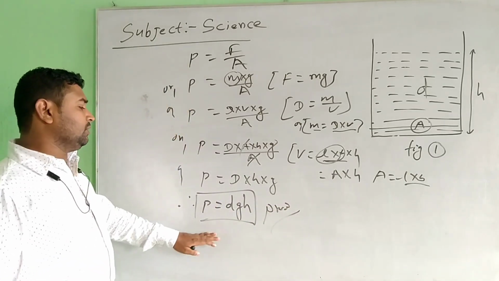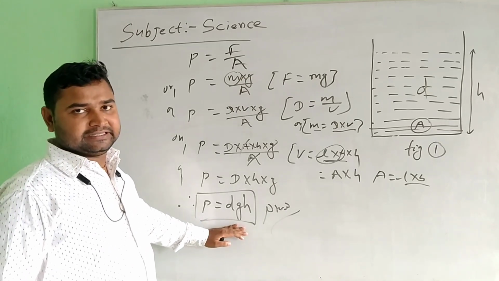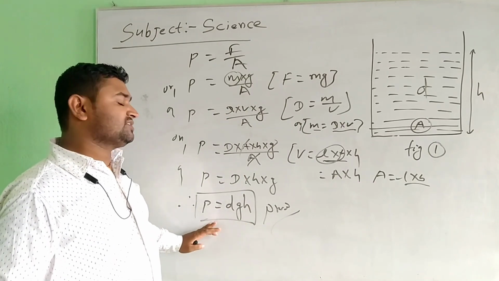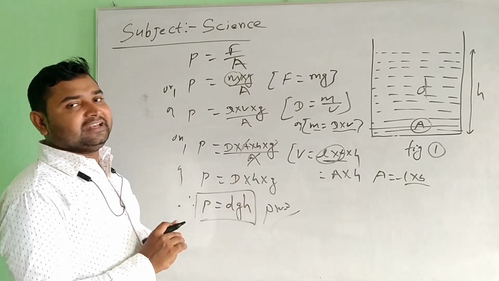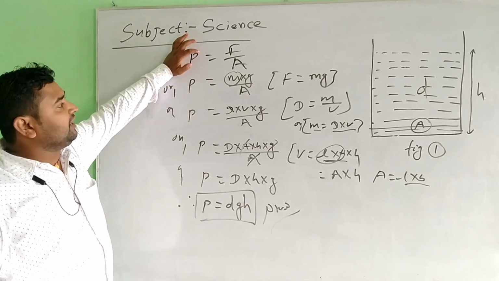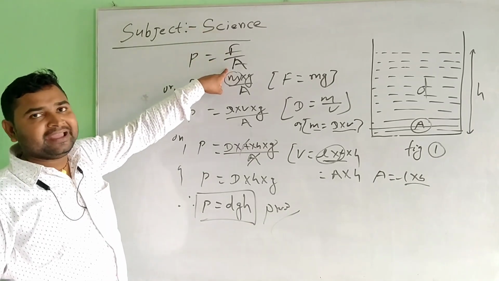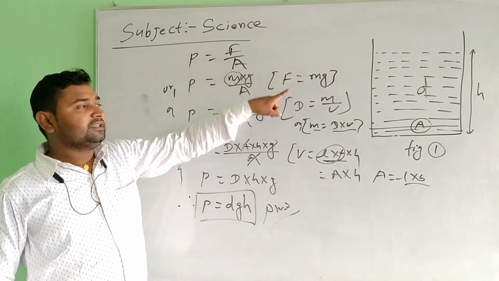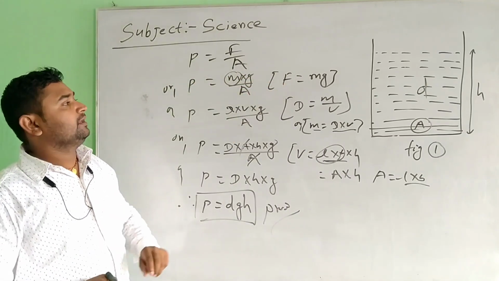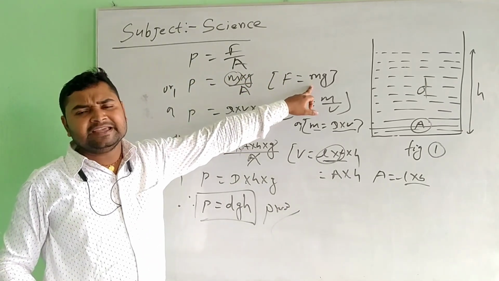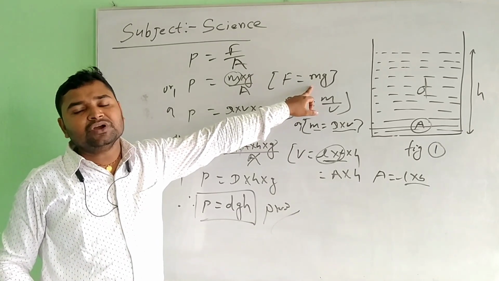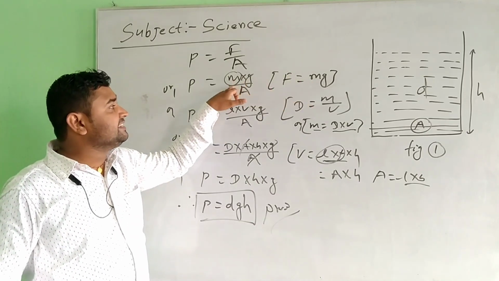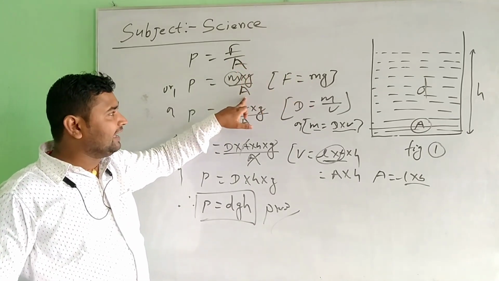What is P equal to? P is equal to DGH. In this way, we can derive P is equal to DGH. Once again, listen. P is equal to F by A, which means thrust by area. Instead of thrust, F is equal to mg, which is mass into acceleration due to gravity. Instead of F, we can use mg by A.